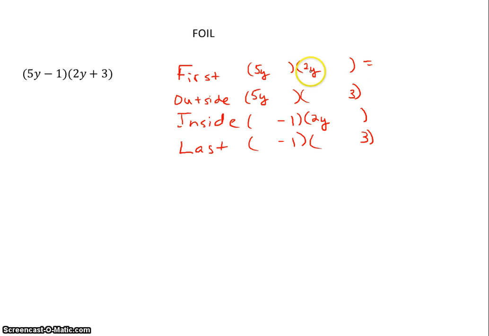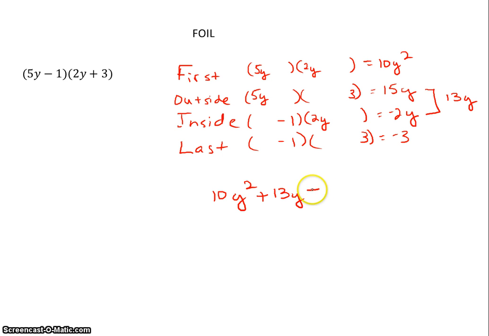So 5y times 2y is 10y squared. 5y times 3 is 15y. Negative 1 times 2y is negative 2y. Negative 1 times 3 is negative 3. I'm going to combine these. 15y minus 2y is 13y. So I end up with 10y squared plus 13y minus 3.